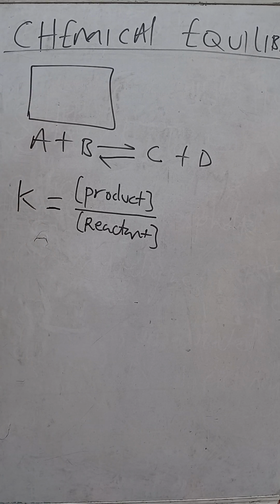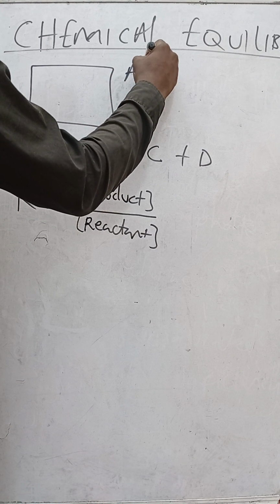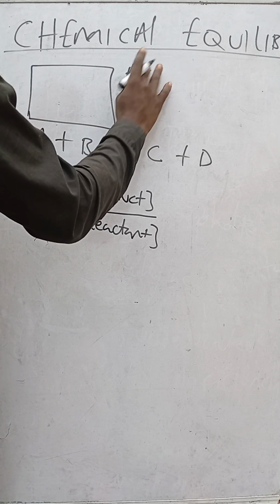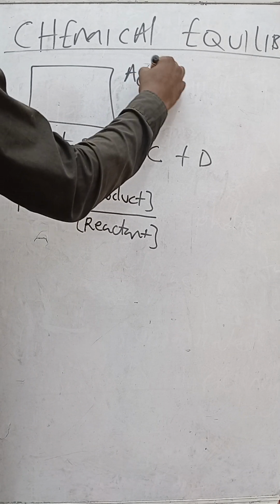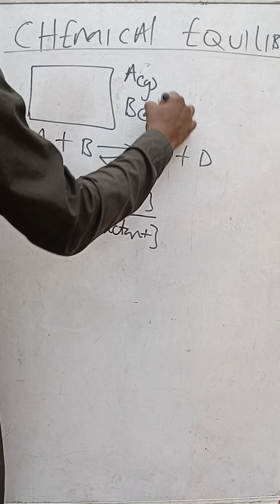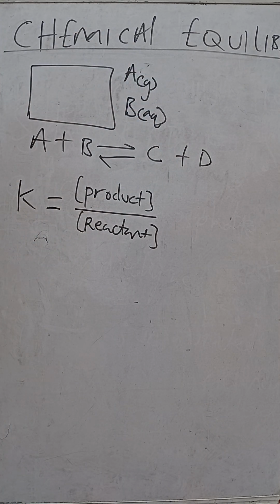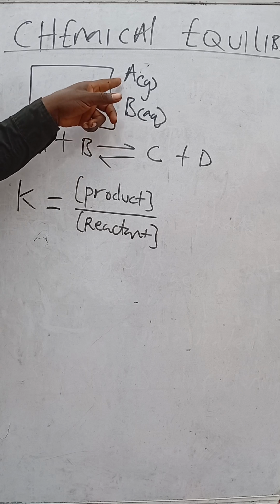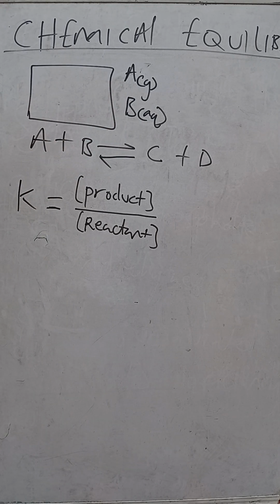The equilibrium constant K, some call it Keq, affects only gaseous and aqueous species. So when you are writing an equilibrium constant expression, you should watch out for the species that are gases and the species that are aqueous. Either it is aqueous or gases. That's when they can affect the equilibrium constant.